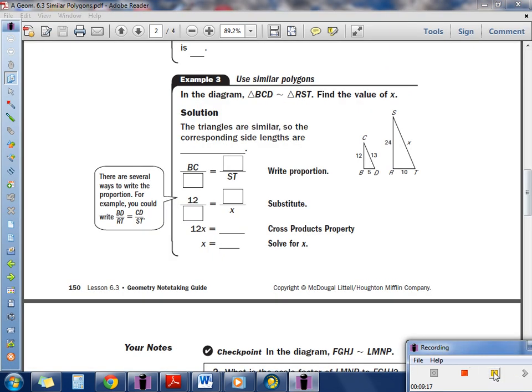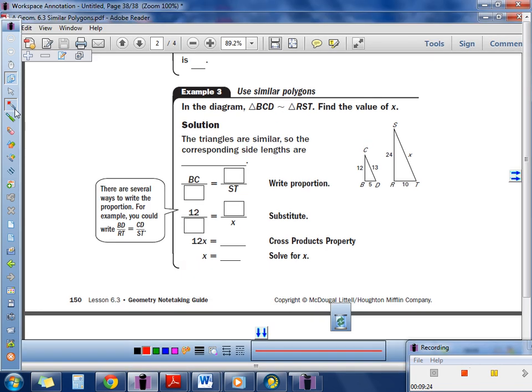Example 3 is not too bad. We have two triangles. What's the symbol in between them mean? They are similar. These two triangles are similar, and you can see them. Same angles. Yeah, they look to be same angles. Different size, definitely. Find the value of X. There's a lot of different ways to do this.